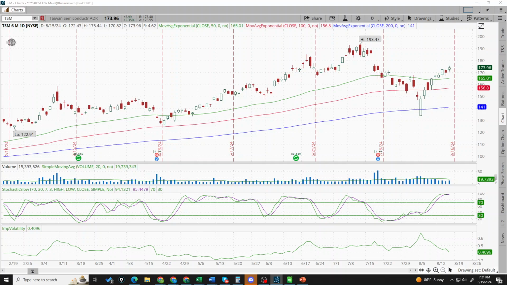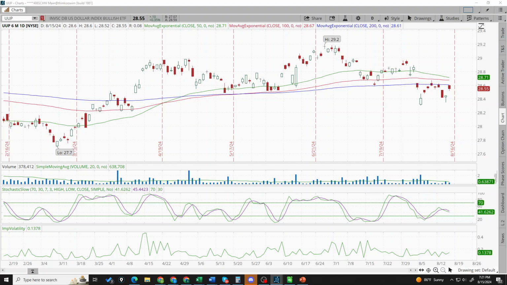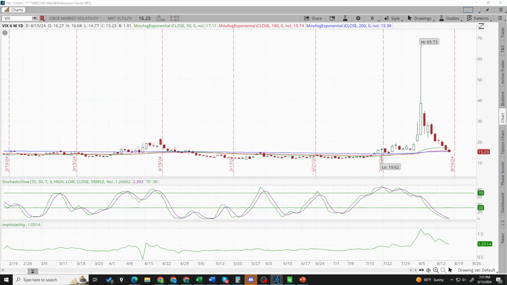TSM looks very strong still. The dollar staying down, that's helpful to the market. The VIX back at 15, that's helpful to the market. That tells us that the institutions who got a little panicky and started clutching their pearls got a little embarrassed. It's like standing on top of the kitchen table with a spider on the ground, like, oh, it's not that big.